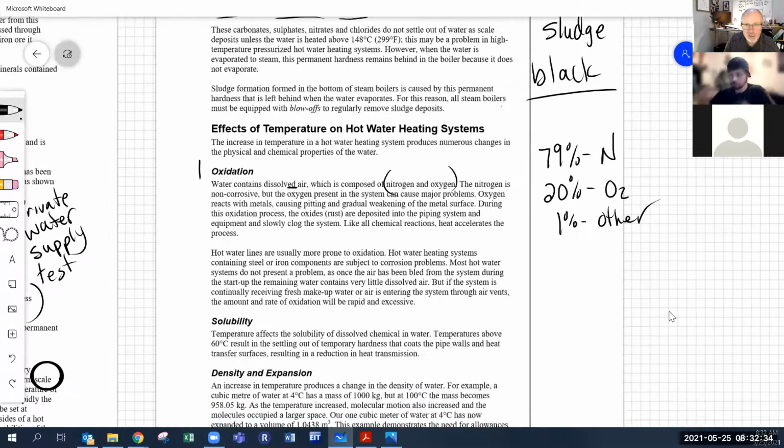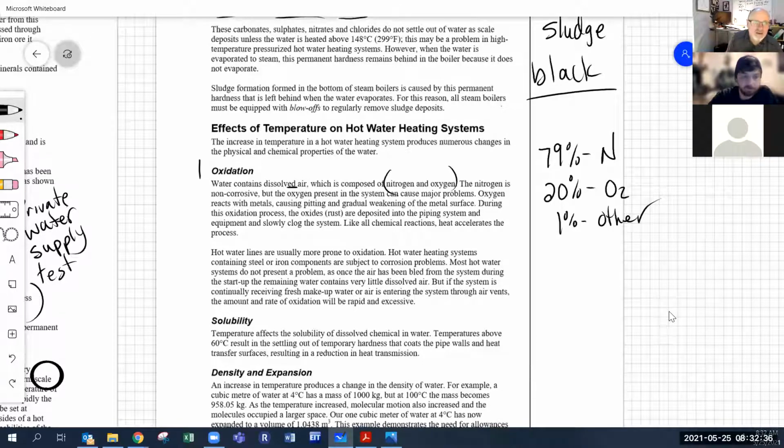So these are the effects of temperature on hot water heating. This is Marty's area on the hot water heating stuff. But again, the nitrogen is non-corrosive, but the oxygen present in the system can cause major problems, because the oxygen reacts with the metals, causing pitting and gradual weakening of the metal surface.